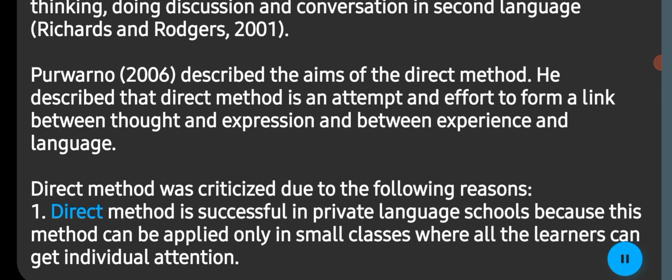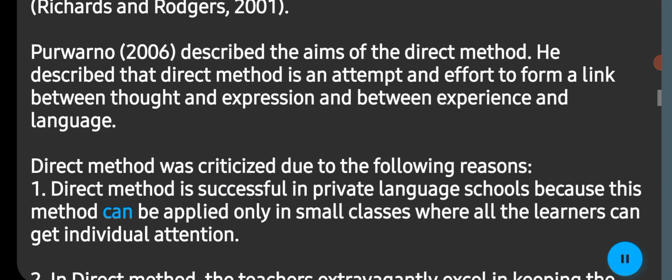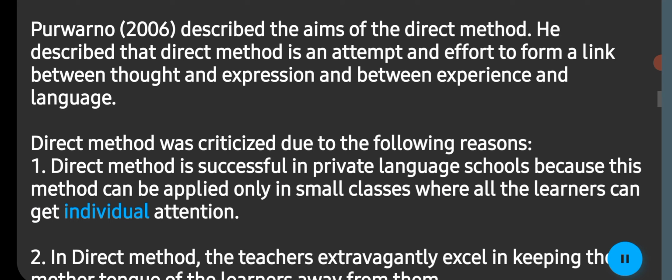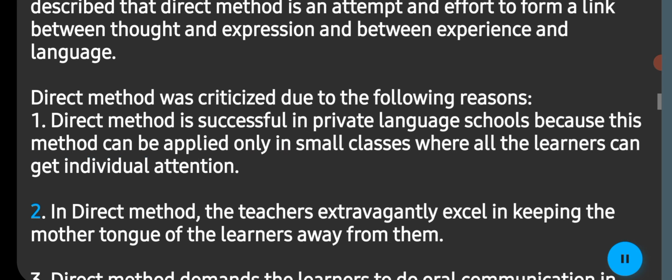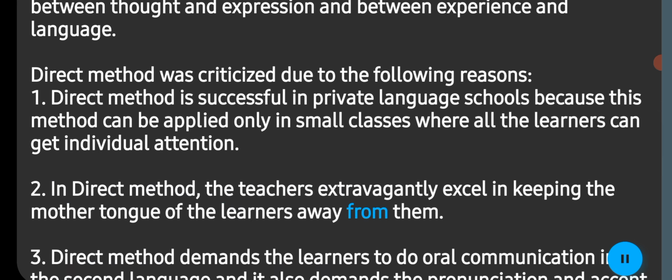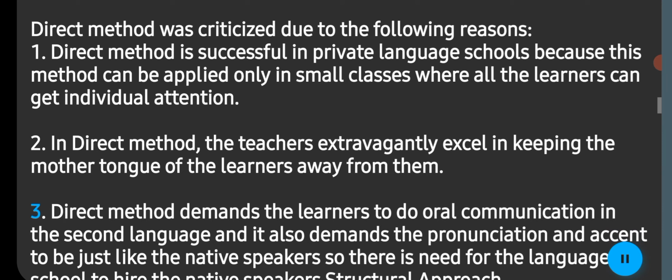1. The direct method is successful in private language schools because it can be applied only in small classes where all the learners can get individual attention. 2. In the direct method, the teachers go to extremes in keeping the mother tongue of the learners away from them.